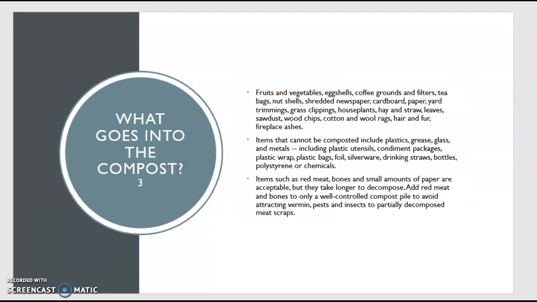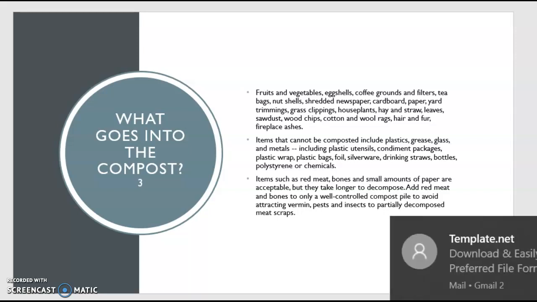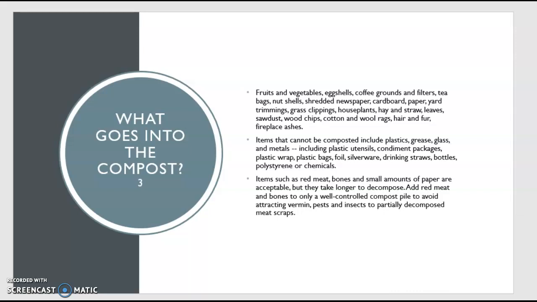Okay, what goes into the compost? So some examples of what you can put into a compost are fruits and vegetables, eggshells, coffee grounds and filters, tea bags, nutshells, shredded newspaper, cardboard, paper, yard trimmings, grass clippings, houseplants, hay and straw, leaves, sawdust, wood chips, cotton and wool rags, hair and fur, and fireplace ashes.